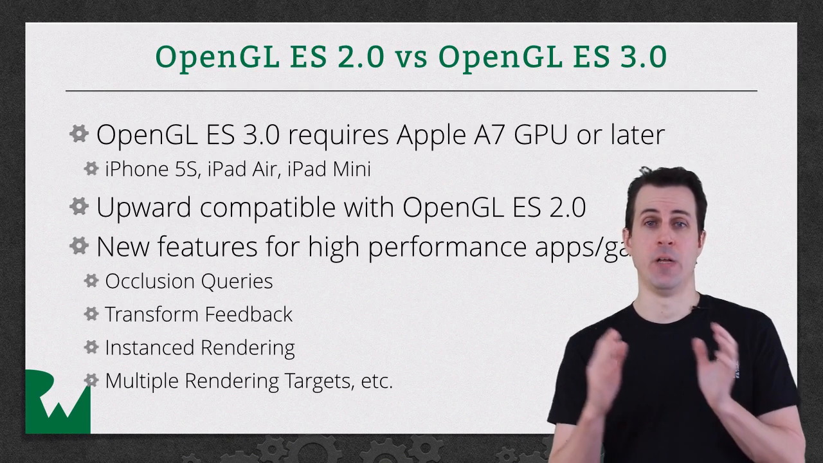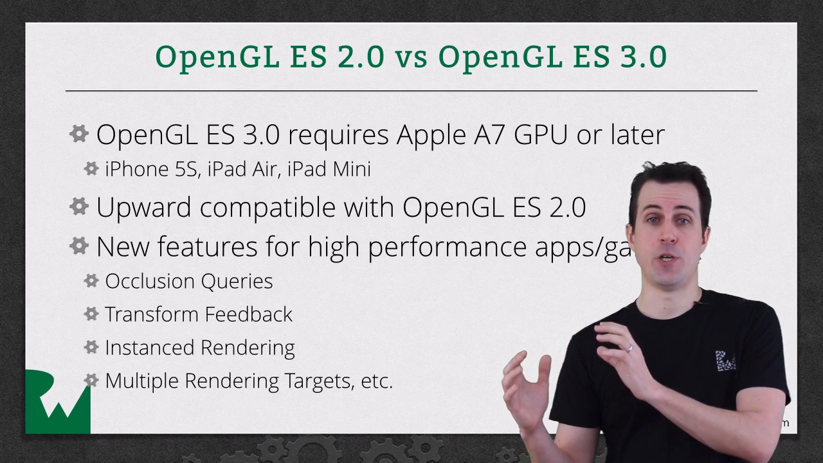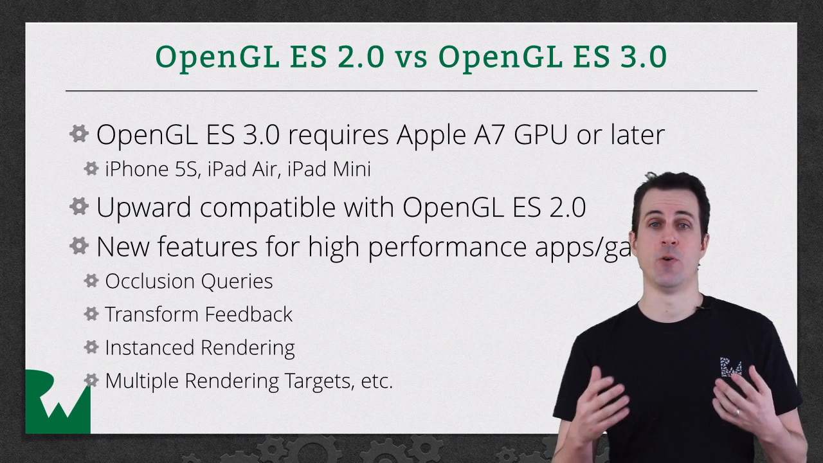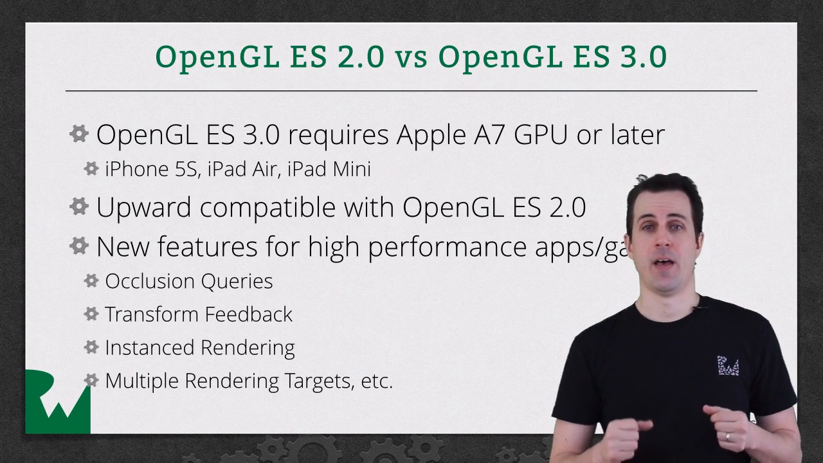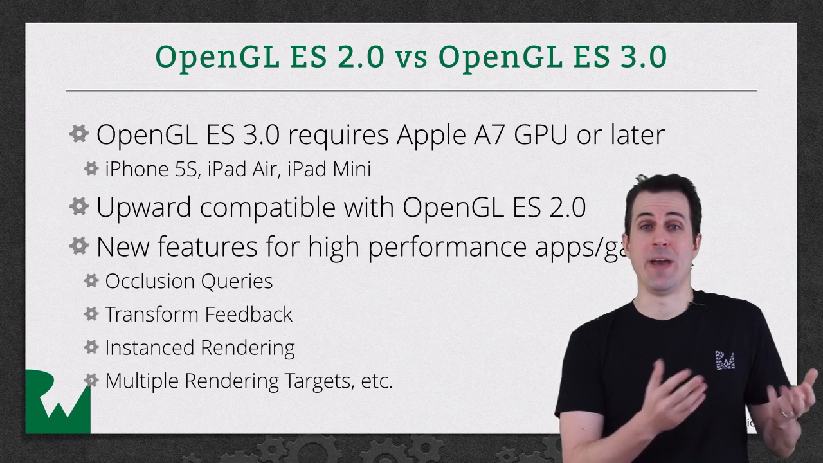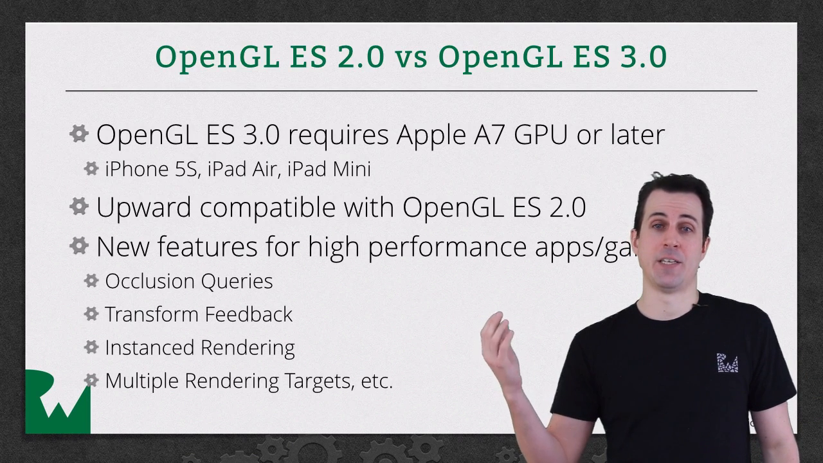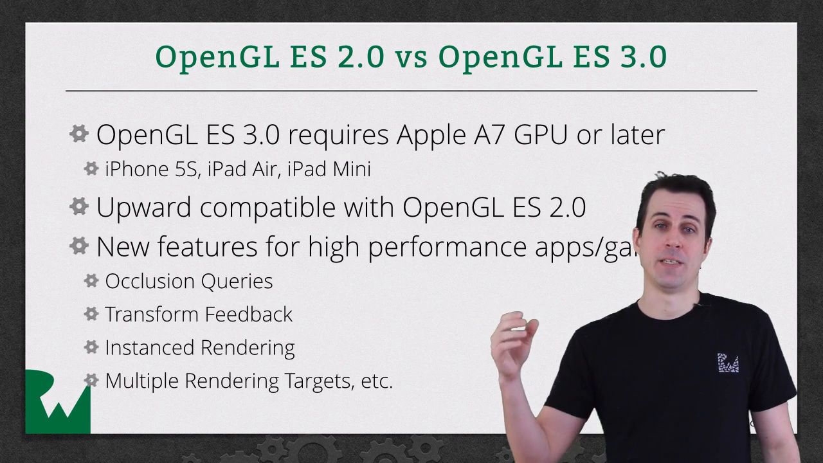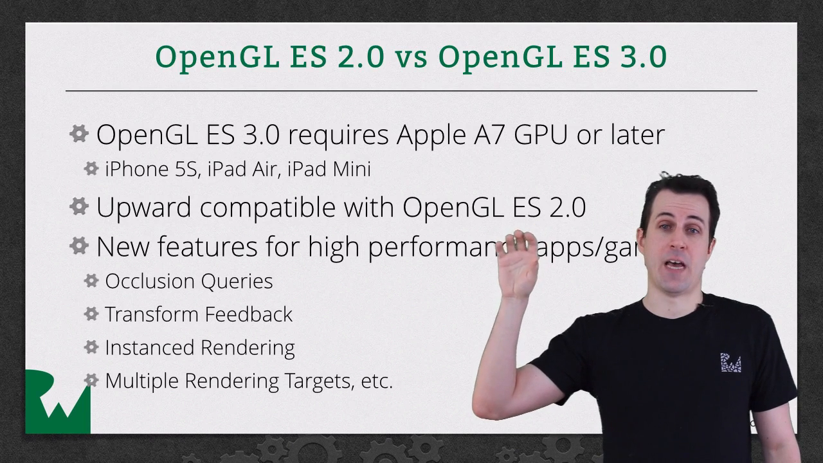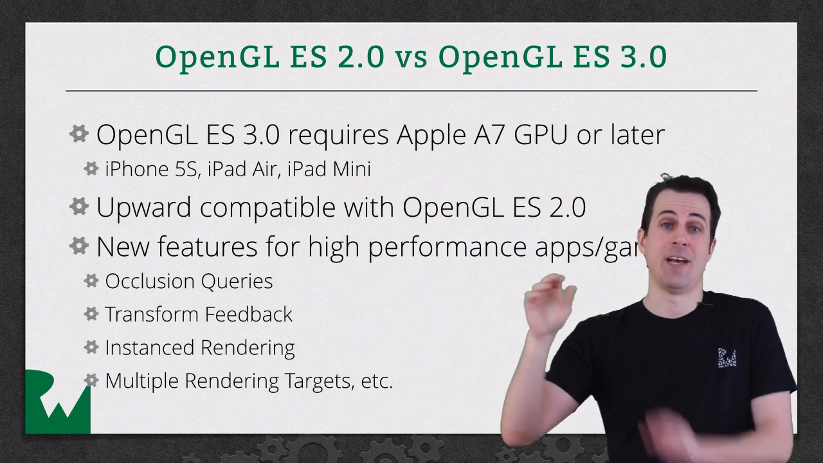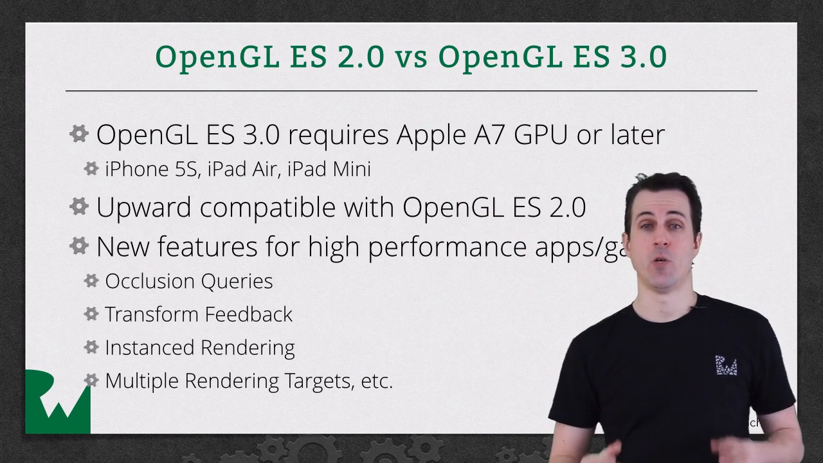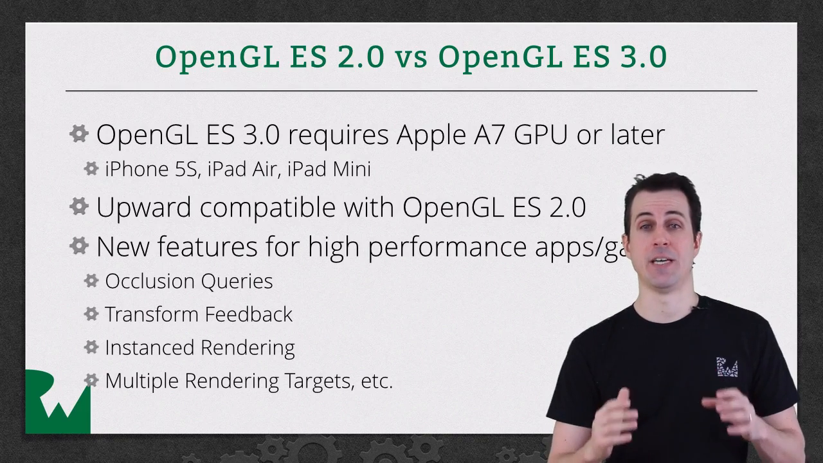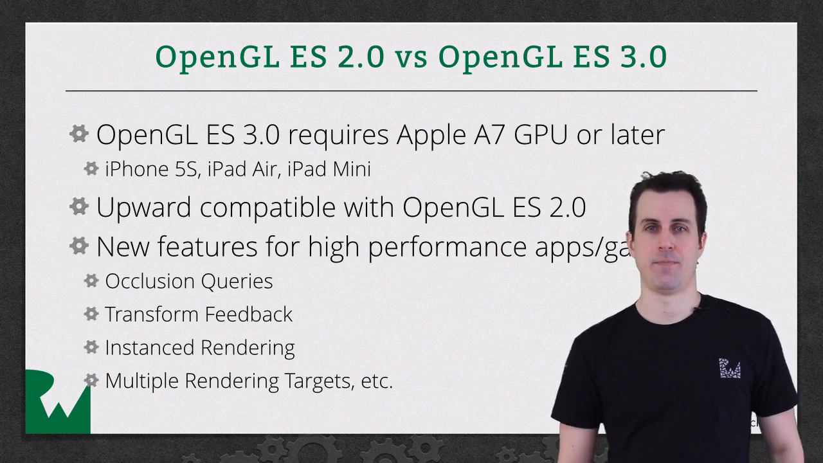Everything you learn in 2.0 will help you when you're ready to switch to 3.0 and use some of those advanced features when you need them. The other thing to keep in mind is you need to do 2.0 anyway, because since 3.0 is not on every device, the only way you can use it is by checking: does this device have 3.0? Okay, use 3.0, but if not, I still have to fall back to 2.0. So we'll be focusing on OpenGL ES 2.0 in this series.